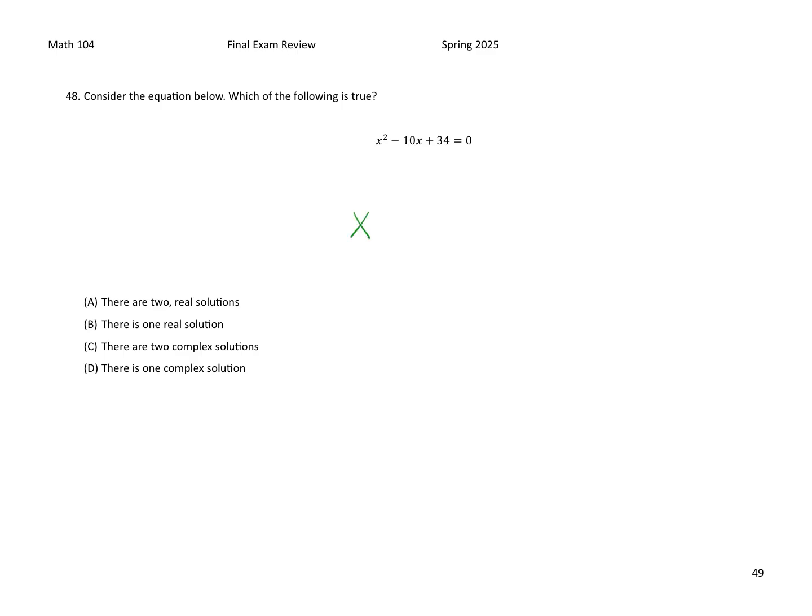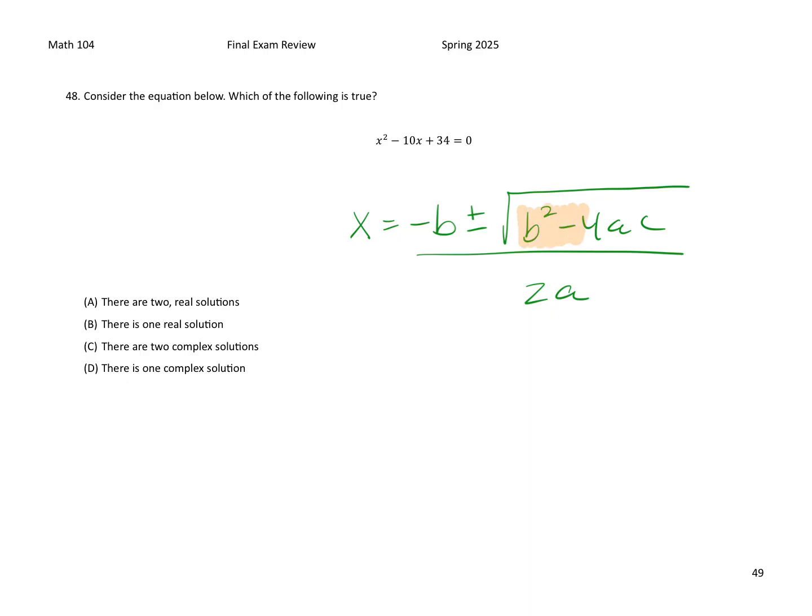So the quadratic formula says that x is negative b plus or minus the square root of b squared minus 4ac, all over 2a. But what tells me about the kind of solutions is just this quantity here under the radical. Okay, if that quantity is negative, that means you're going to have some i's in your answer and you're going to have complex solutions.